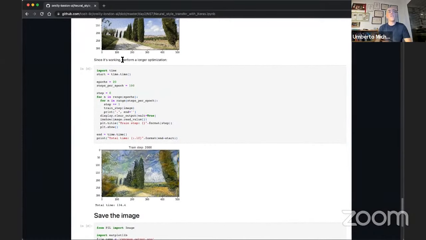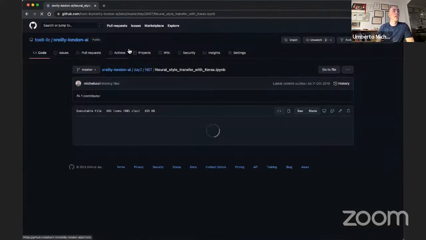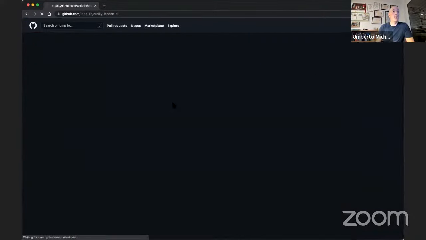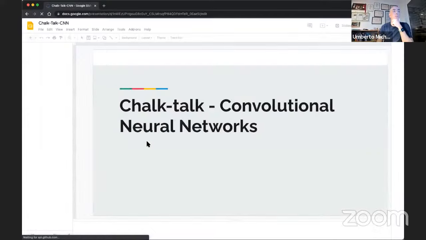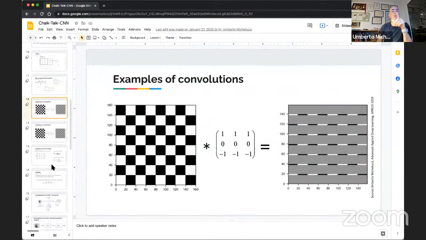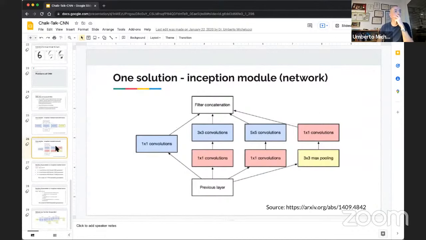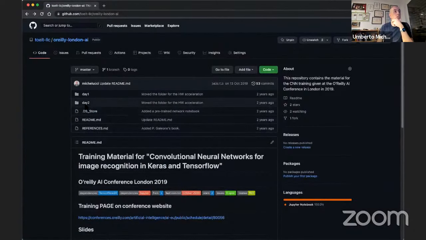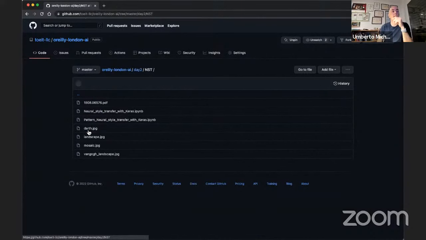I also have slides here. I also have a slide on neural style transfer that you can check, but this is a slightly more complicated topic. If you're really interested, you can find here how convolutional neural networks work, what convolutions are, and more advanced stuff, for example the Inception models. There should also be some slides here on NST, that would be neural style transfer.